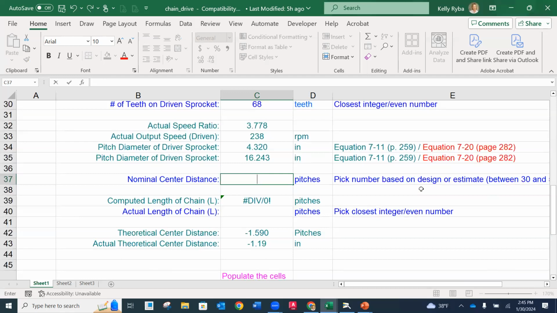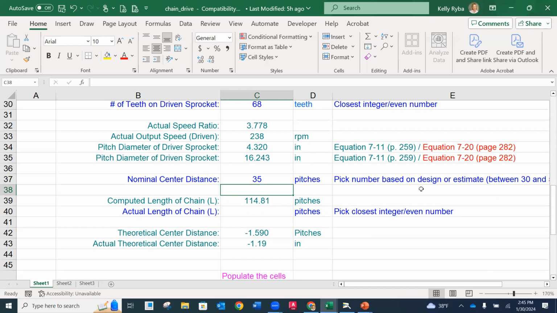Oh, right. I was thinking center distance already because center distance is coming. I'm sorry. So we just need to put pitches. So between 30 and 50, what do we want? 35. I heard 35. Okay, we'll do 35. Sorry about that. So now we have our computed chain length in pitches.